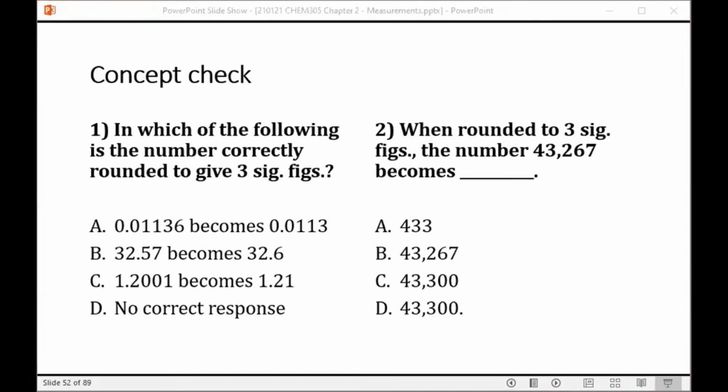Okay, let's do a couple practice problems. In which of the following is the number correctly rounded to give 3 sig figs? Is it A, B, C, or none of them? No correct response.